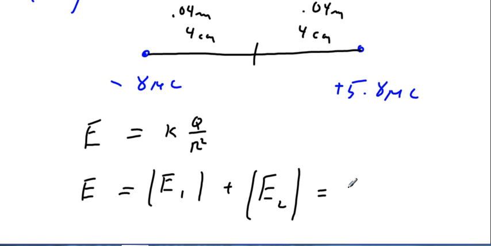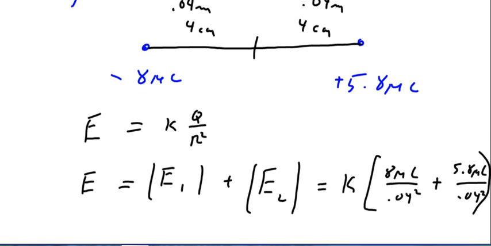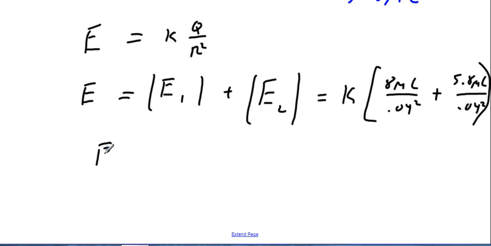So I'm going to have K times Q, 8 microcoulombs divided by 0.04 squared, plus 5.8 microcoulombs divided by 0.04 squared. And I didn't get that bracket right. And I'm going to end up with 7.8 times 10 to the 7th newtons per coulomb.